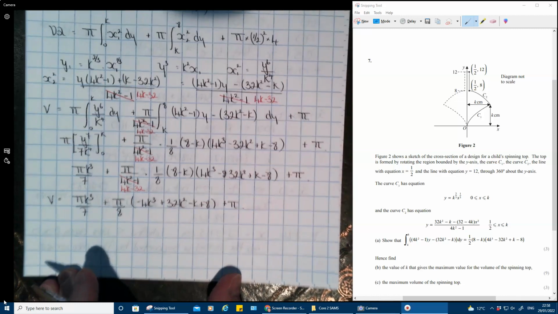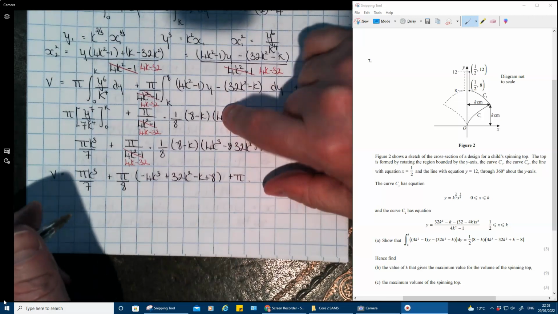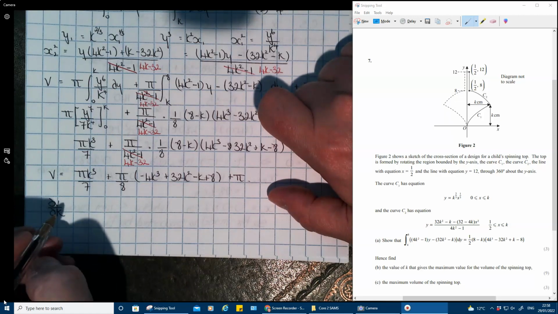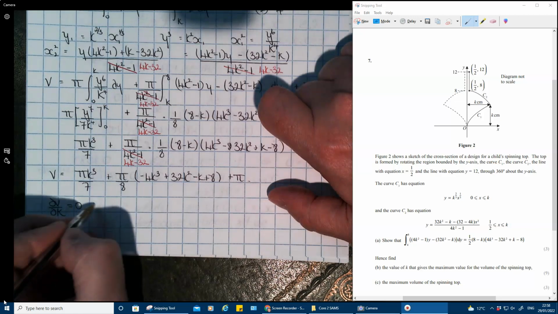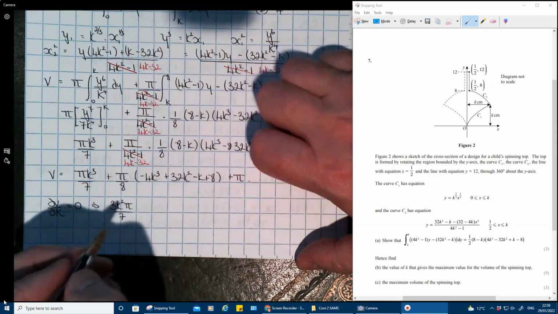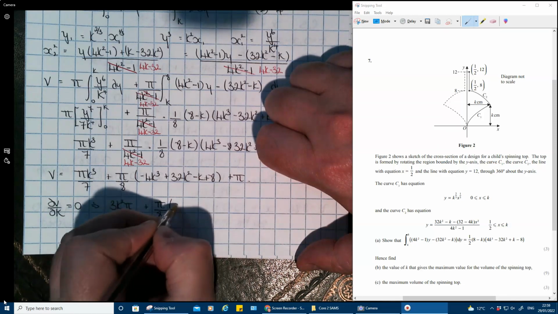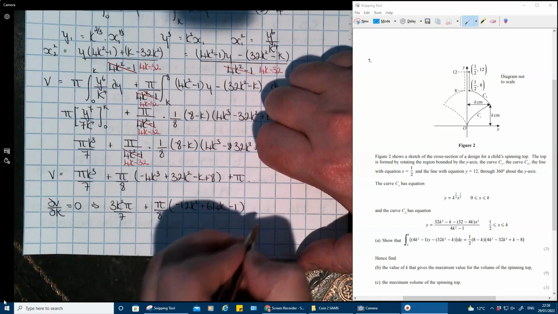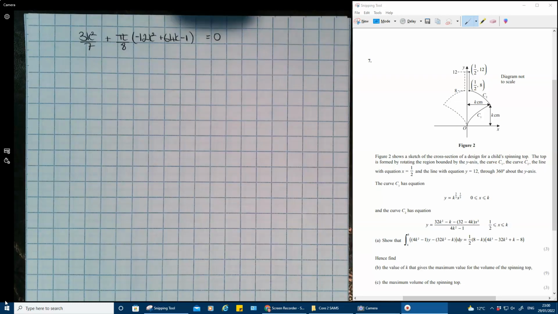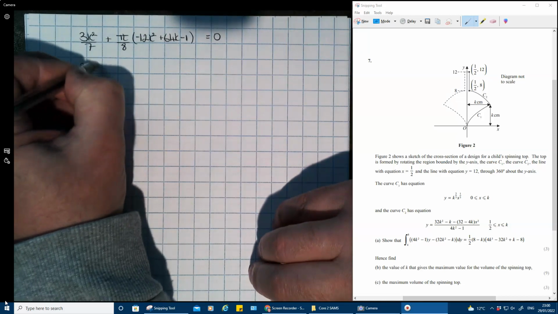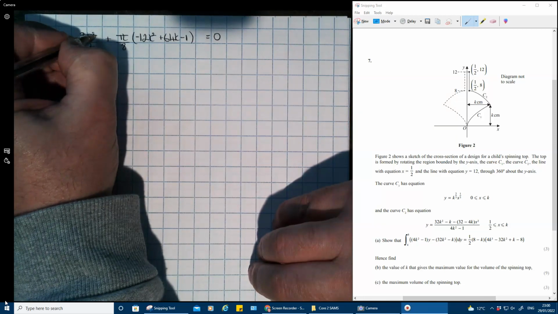Alright, finally I want to find the maximum volume. So I do dV by dk equals 0, and I get 3k squared pi over 7 plus pi over 8 times minus 12k squared plus 64k minus 1 equals 0. Okay, so multiply everything by 56, and we get 24k squared.